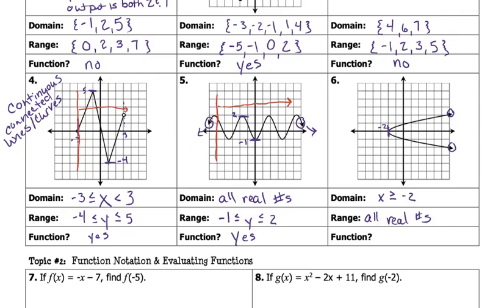We're going to use our vertical line test, and I can see right off if I drew a line here, really pretty much anywhere through here, if I drew a vertical line, it's going to cross it twice. And that means that that X value has 2 outputs. So no, this is not a function.